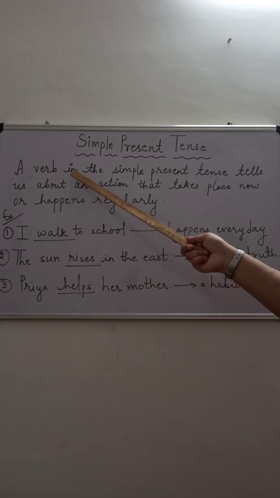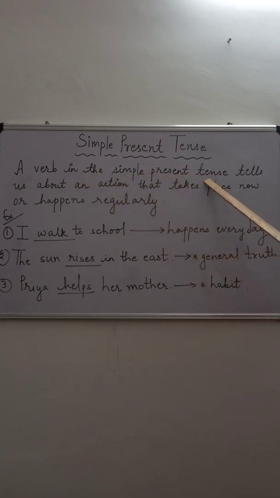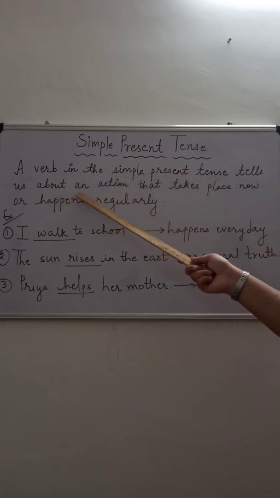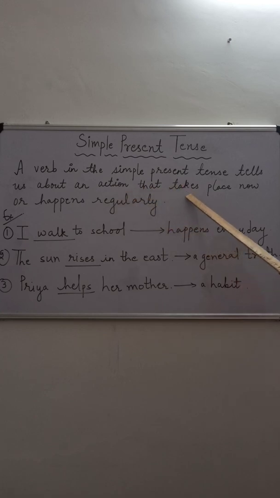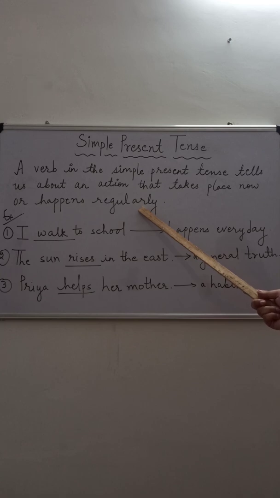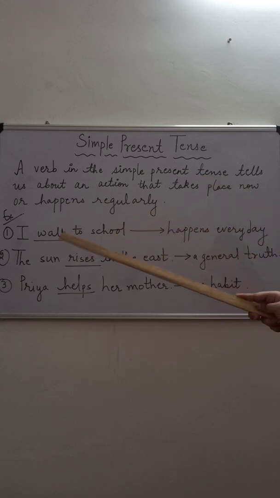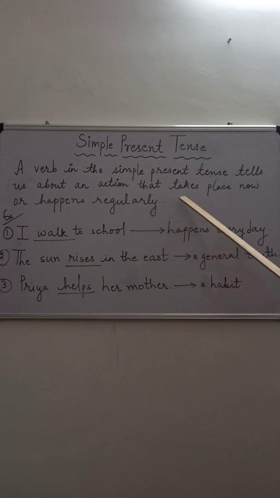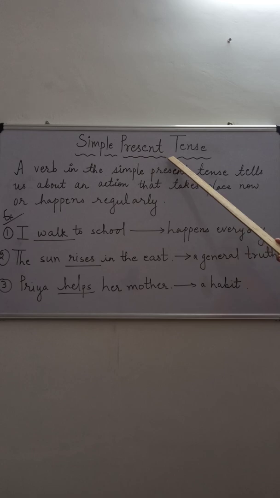A verb in the simple present tense tells us about an action that takes place now or happens regularly. So children, any action that takes place now or that happens regularly or an action that is a universal truth is in the simple present tense. Let us see some of the examples.